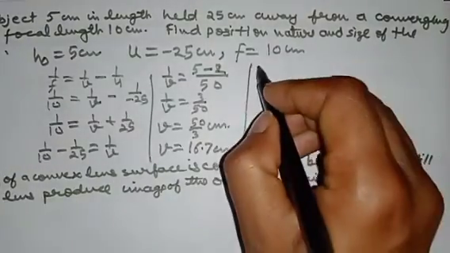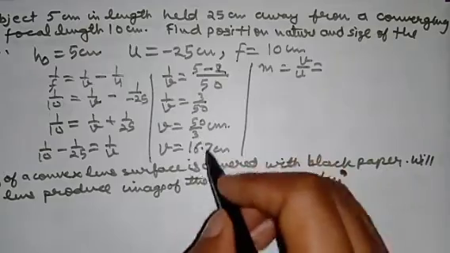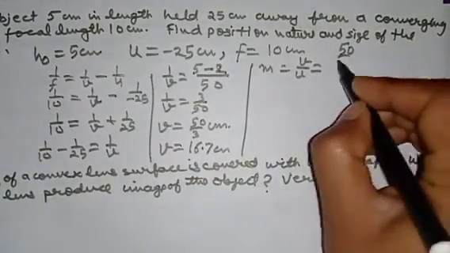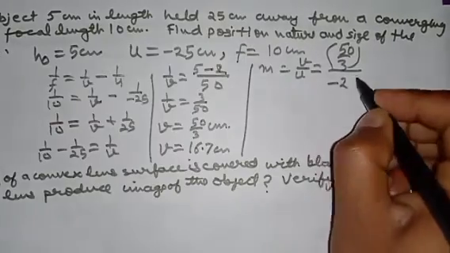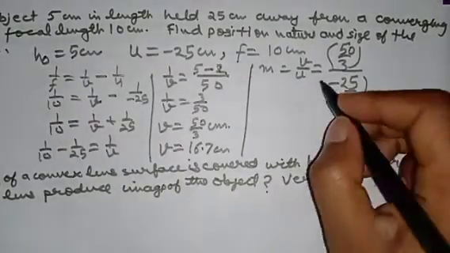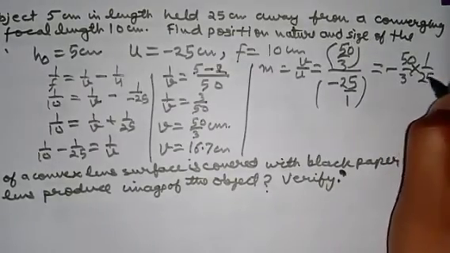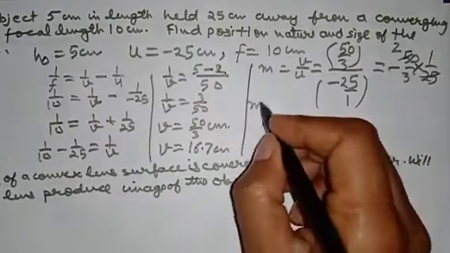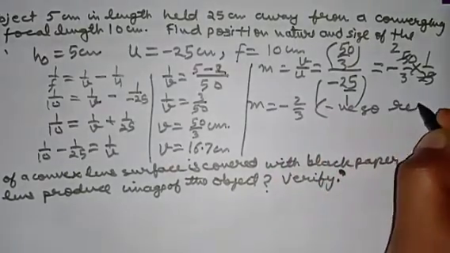Nature, for nature, m. m will be v by u, and v, I'm not taking the decimal, this one is convenient, 50 by 3. Fraction will be convenient for you. Remember, it looks difficult, but it is much simpler. So minus is taken this way, and 25 twos are. So m is equal to minus 2 by 3. It is negative, so real.